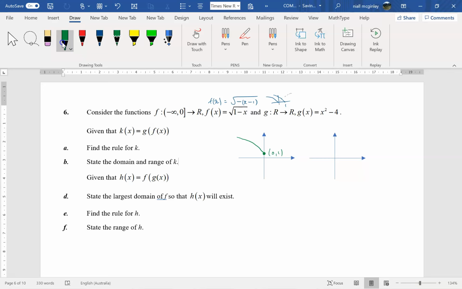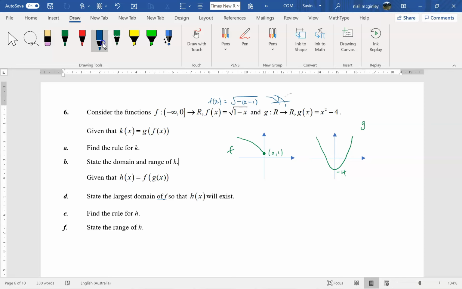Okay, so that is the function f. I would label them so that when you're doing the later questions, you can just look up and see which graph you're using. Again, we've got a parabola for the next one, so it's x squared. It's been moved down 4, so -4 here.